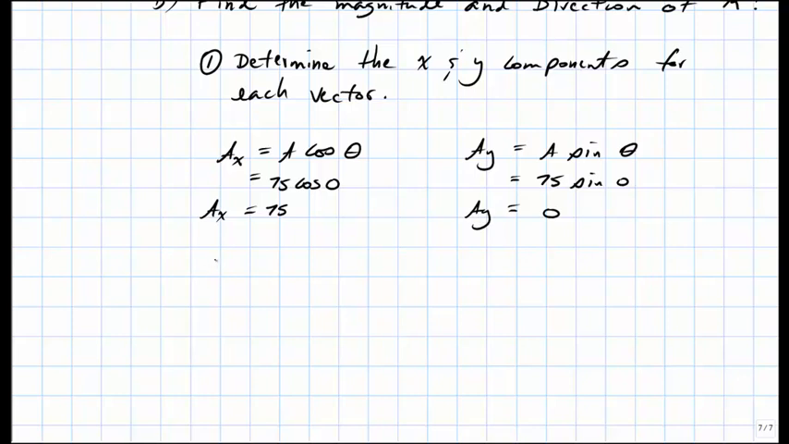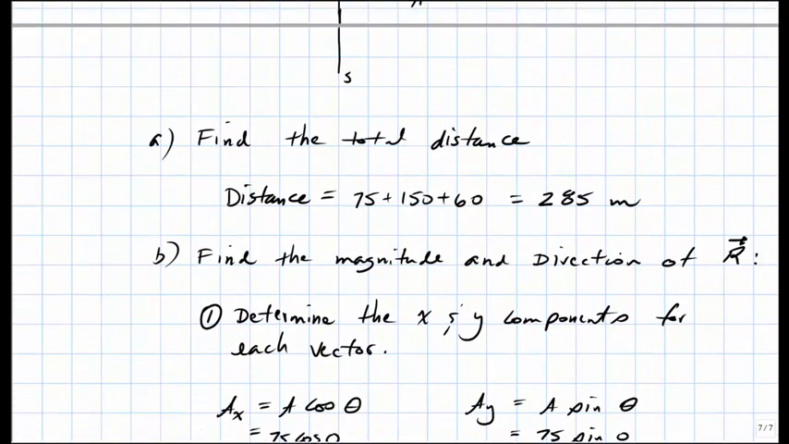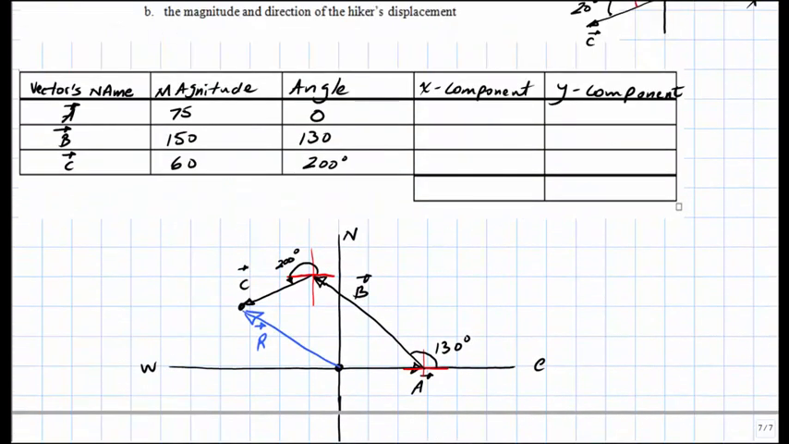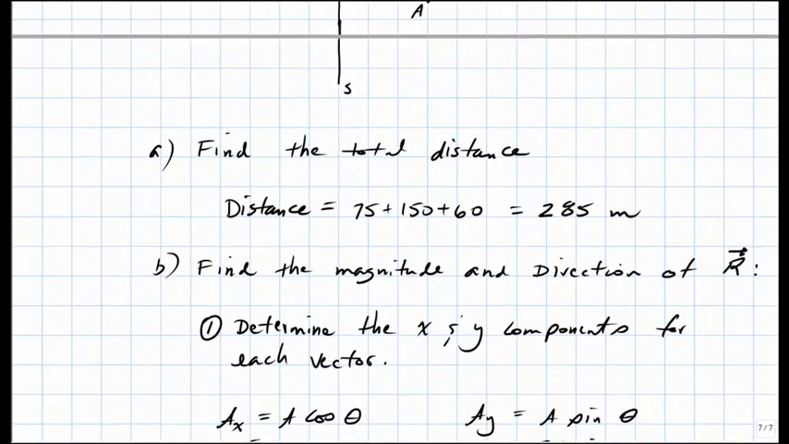Let's calculate B sub x and B sub y now. Just like we did for A, B sub x will just equal B times the cosine of theta, and B sub y equals B times the sine of theta. In this case, the vector B has a magnitude of 150 and the angle is 130.